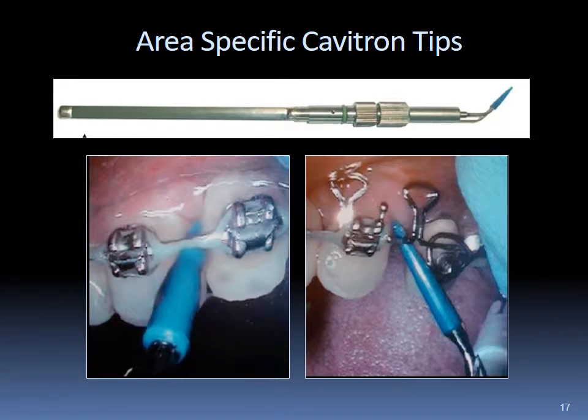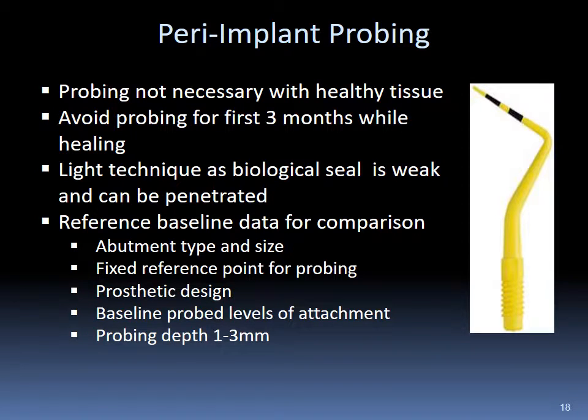The use of specially designed Cavitron tips is recommended and they should only be used on implants. When conducting peri-implant probing procedures, it is not necessary to measure healthy appearing tissues. During the first 3 months following placement, it is recommended not to probe the areas. The biological seal is weak and probing may disturb the healing process and penetrate the tissue integration that is underway.